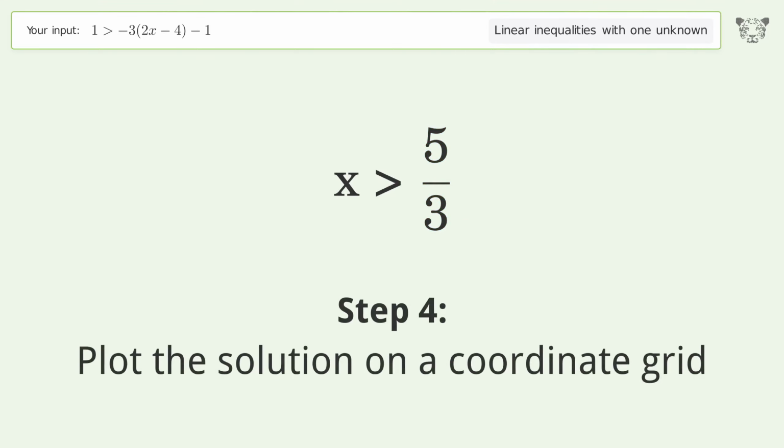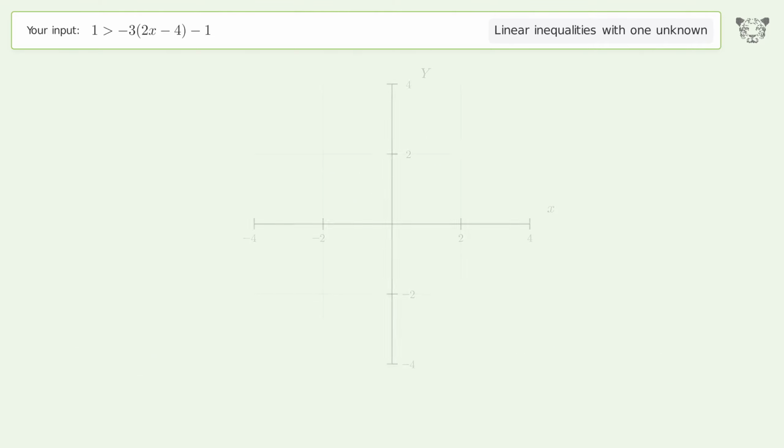Plot the solution on a coordinate grid. And so the final result is x greater than 5/3 greater than 12/3.